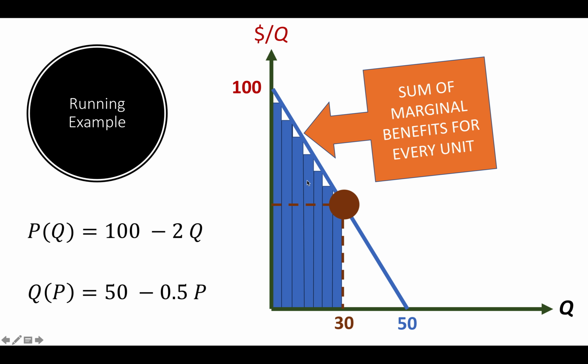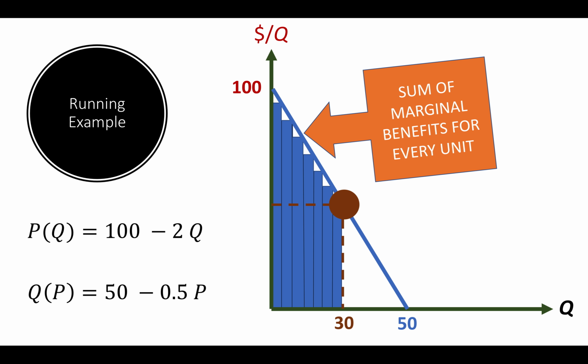If I sum all those marginal benefits, that gives me the benefit I'm getting out of buying 30 units. I get some benefit for the first unit, less benefit for the second, less for the third, and so on. Those are the gross benefits I'm getting for buying 30 of these units.